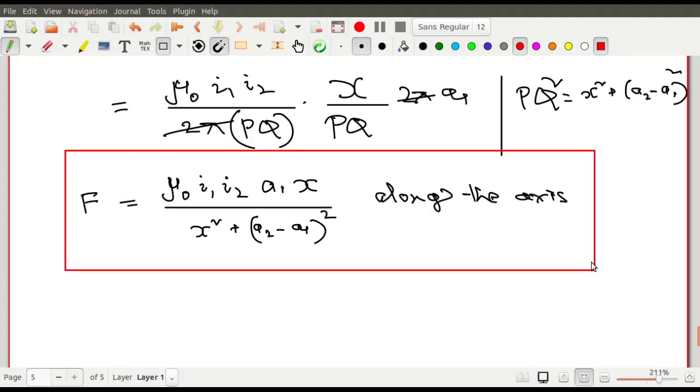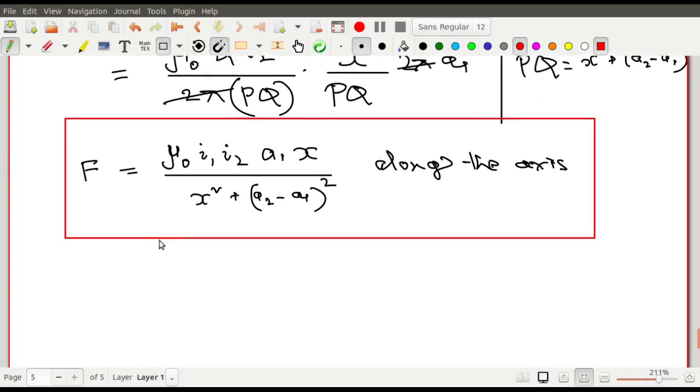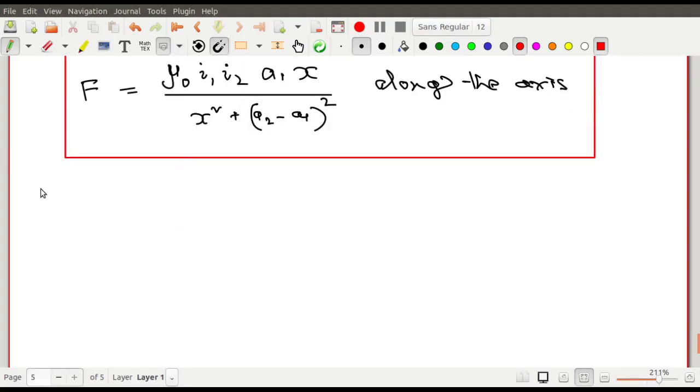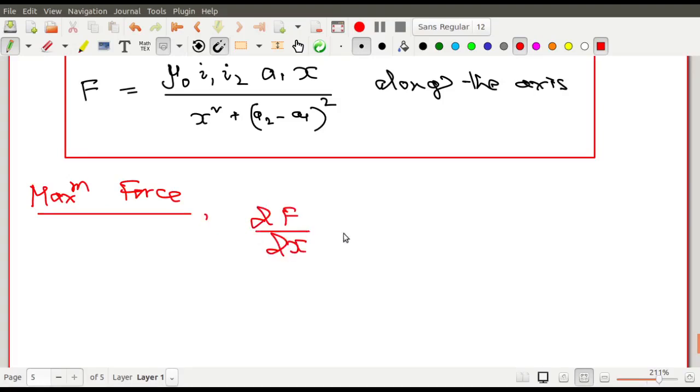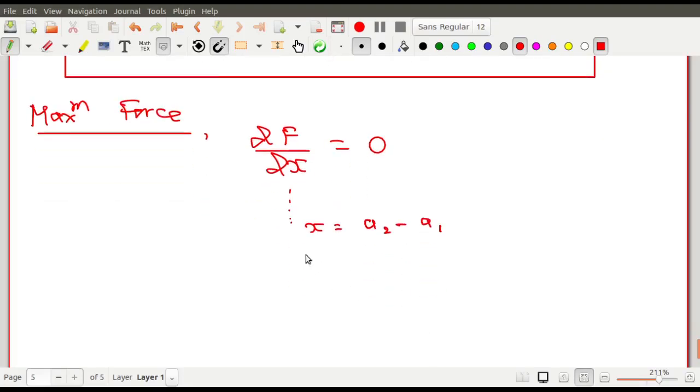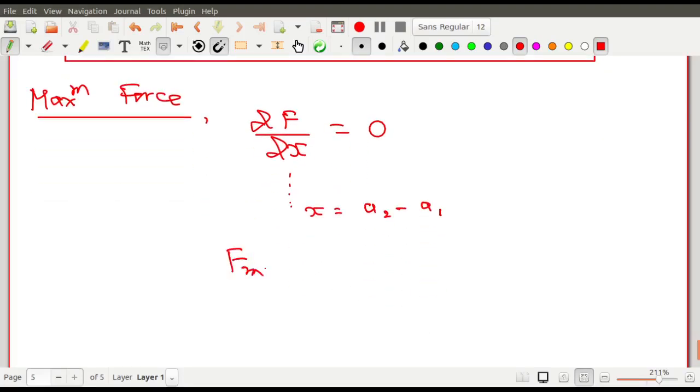From here I will give you a task which can be a question at the time of exam. Maximum force. What is the maximum force acting? What is the condition for this force to be maximum? For maximum force, you may set df dx equals 0. That is, what should be the separating distance such that the force is maximum? If you work this out, you will get x equals a2 minus a1, right? And if you plug in this value into the expression of F, then you will get F max.